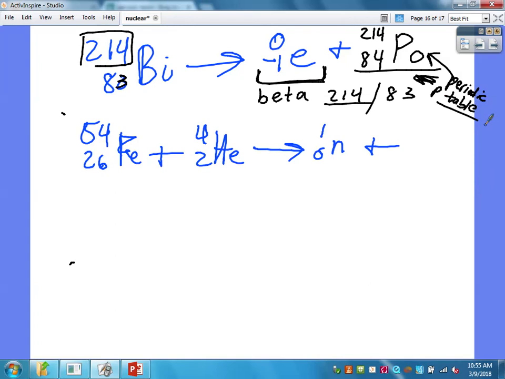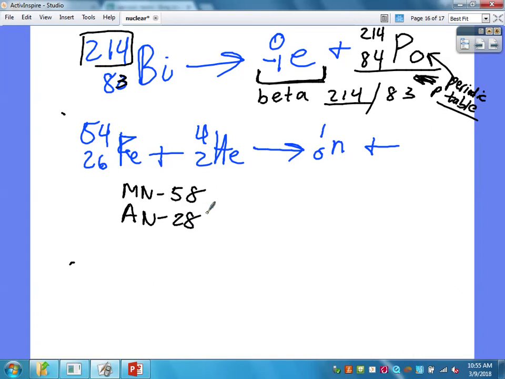All right, as for the second one, we have iron and helium. I believe this is helium. It might be an alpha particle. It doesn't really matter. But you can see it's releasing a neutron while these two elements combine. All right, so what do I have over here? I have a total mass number of 58. I have a total atomic number of 28.